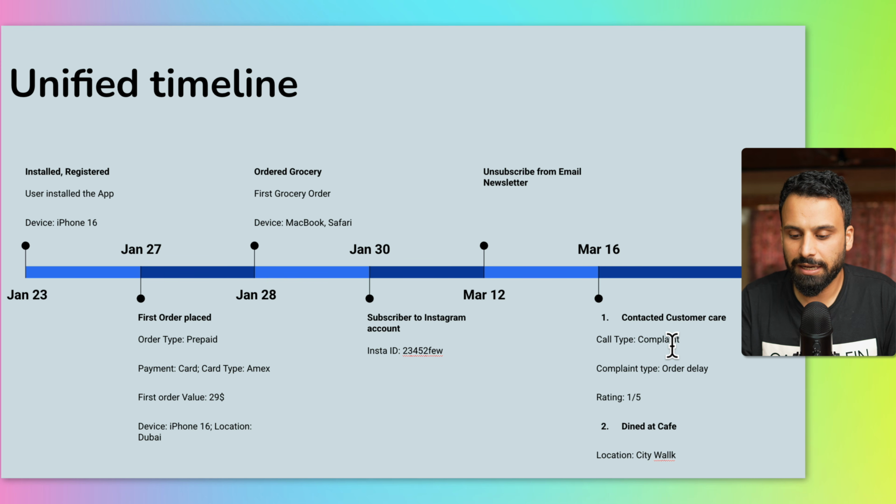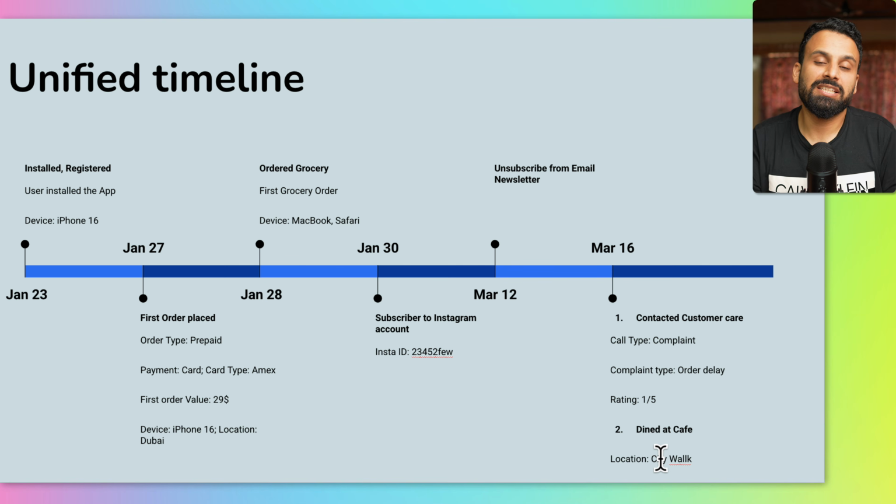The call type was complaint. They complained about order delay. They gave a rating of 1 out of 5. They dined at the same day. They dined at one of our cafes. Location was City Walk. Now, this is just a brief example.